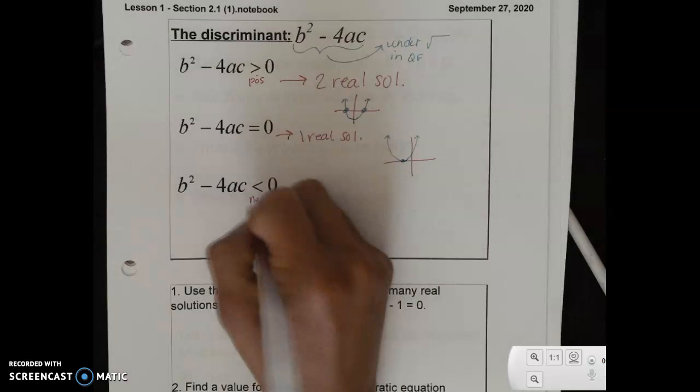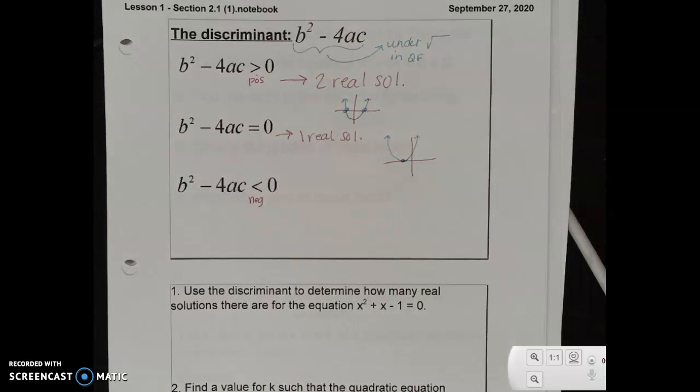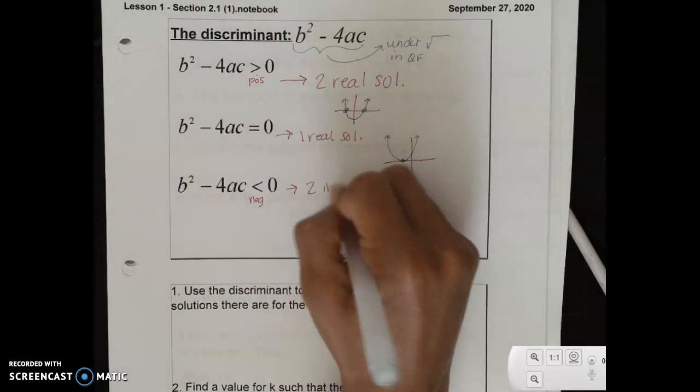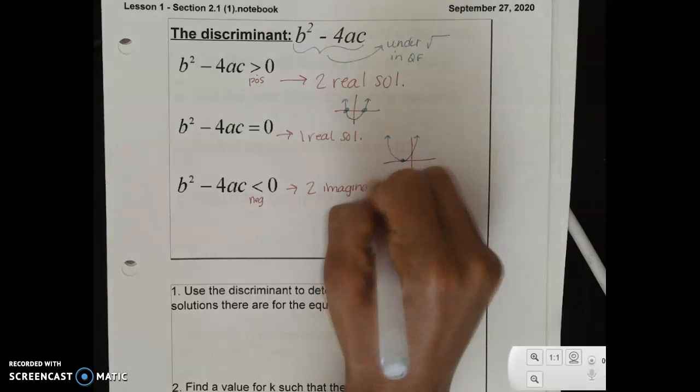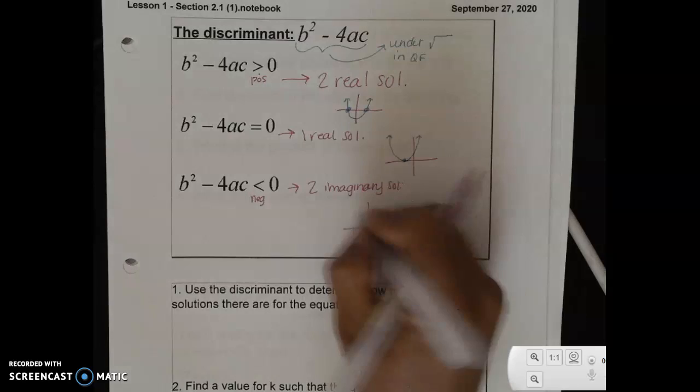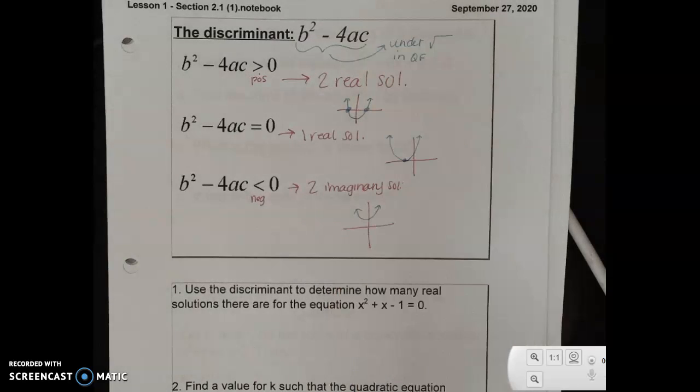And then if I have a negative discriminant, something that's less than 0, then I have two imaginary solutions. And that graph is just going to look something maybe like this, where the graph never crosses the x-axis. So those are the options for what my discriminant could tell me.